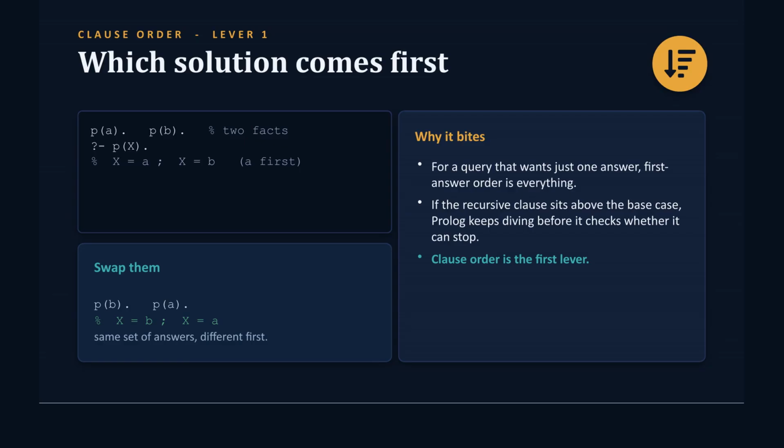Start with clause order. Suppose two clauses both succeed. Because Prolog tries them top to bottom, the one you wrote first produces the first answer. Swap the two clauses, and you get the same set of solutions, but in a different order. For a query that asks for just one answer, that difference is everything. And if your recursive clause sits above your base case, Prolog will keep diving into recursion before it ever checks whether it can stop. Same logic, same answers on paper, but a very different experience at the prompt. Clause order is the first lever.